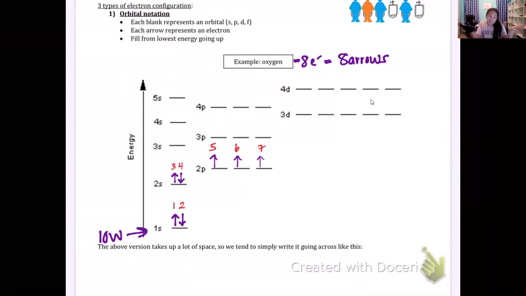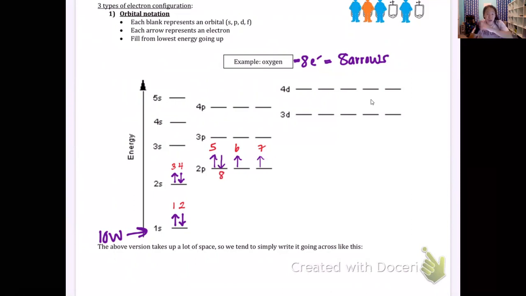You have to fill the entire house before you move on to the next house, okay? Like 3s is too expensive, so you have to fill in all of 2p first. So electron 8 is gonna go right here. So this is where electron 8 will go.